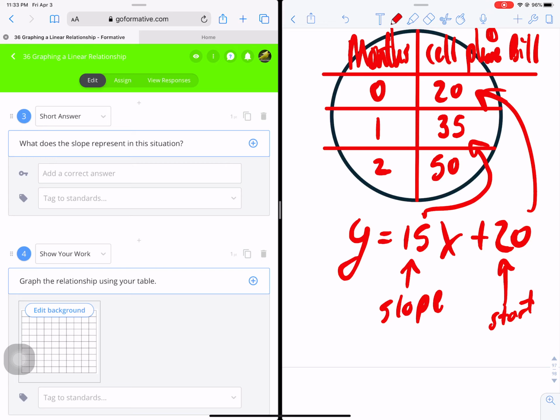She definitely barked. The slope represents how much your phone bill is monthly. It's $15 per month. So that's what the slope represents.